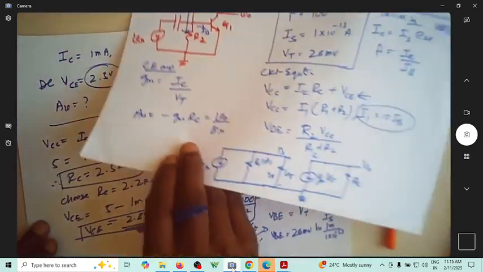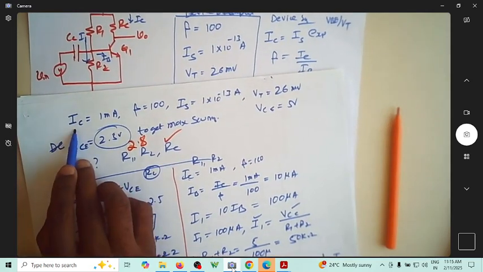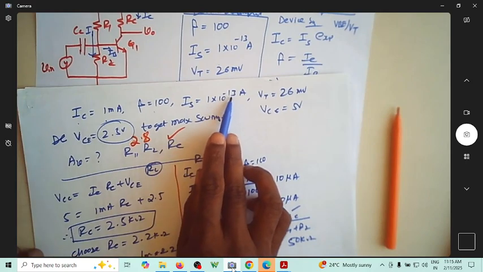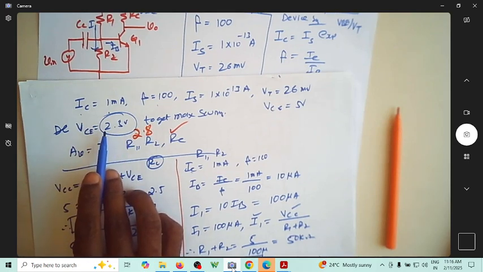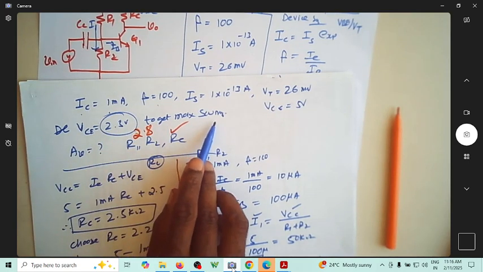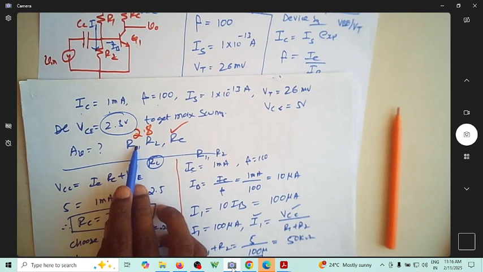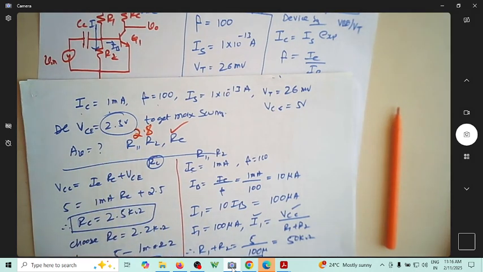So now, with the specification that IC is equal to 1 milliampere, beta is equal to 100, IS is equal to 10 to the power minus 13, and so on, let us design a circuit with a maximum output swing. So let this be 2.5.